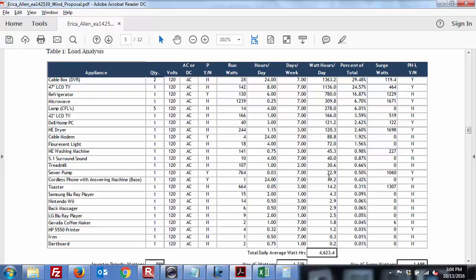Cable box, I mean, this is phenomenal that the cable and the TV are sucking that much juice. How long you got the TV on? Well, 8 hours a day. Whew. The cable box is going 24/7. That's a lot of juice. What else you got down there?